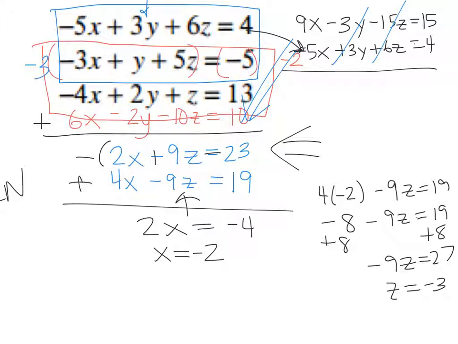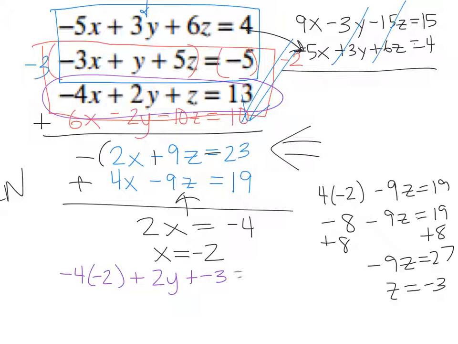So now you can take your z equals -3 and plug it back in up here into one of these equations. I'm actually going to plug everything back into this one right here to get my y. So it's going to be -4 times x is -2, plus 2y plus z equals 13. So this is going to be 8 and -3 is 5. Subtract 5 from each side. I have 2y equals 8, y equals 4, and at the end you want to write it as an ordered pair: x, y, z.